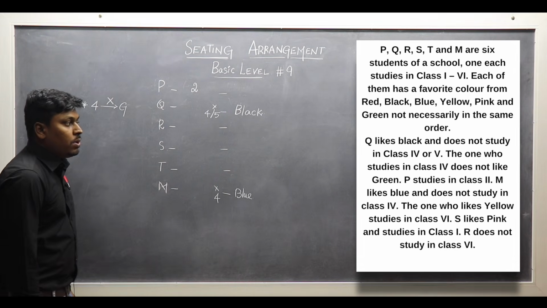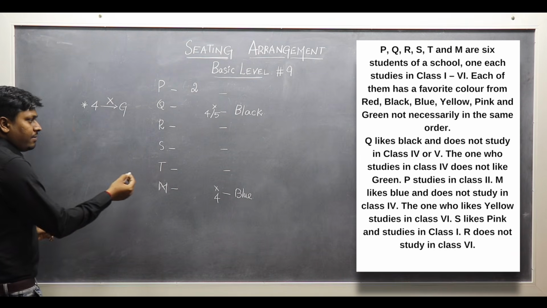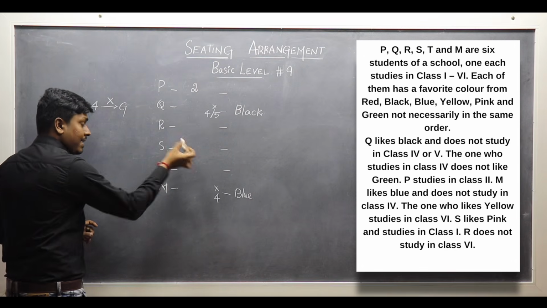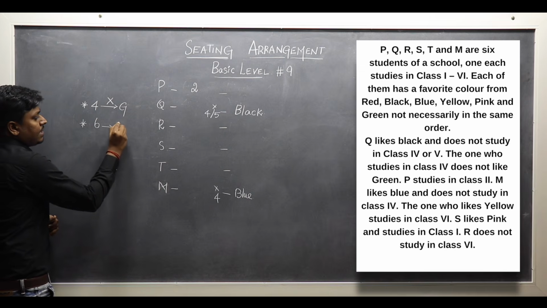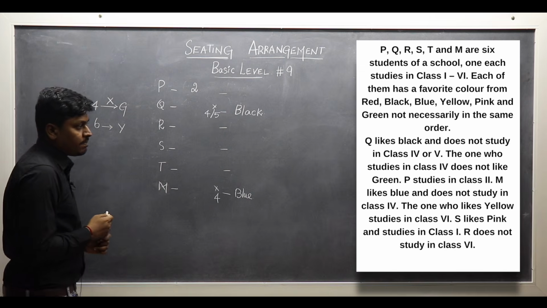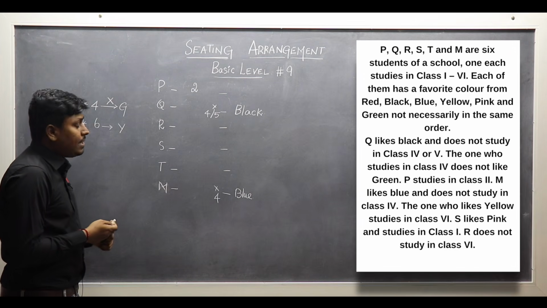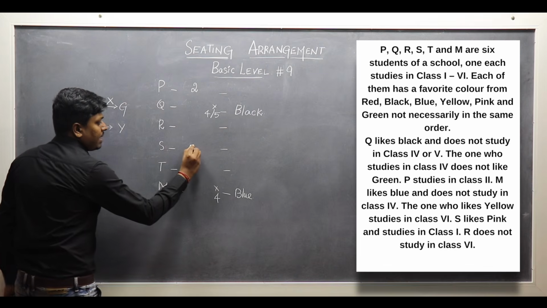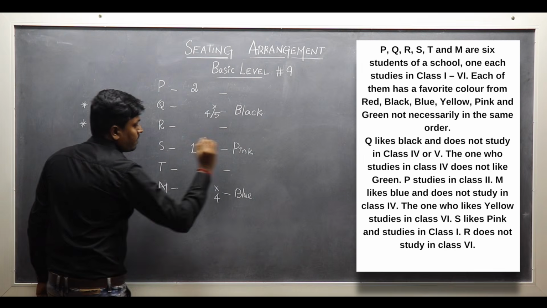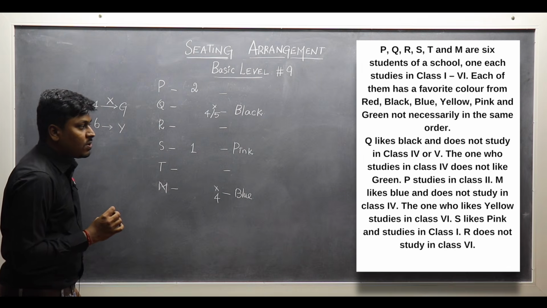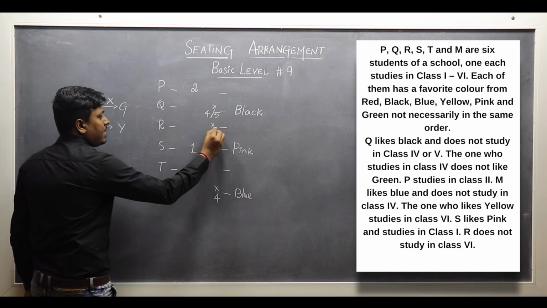The one who likes yellow studies in class 6. Again, R can be 6, S can be 6, many options, so we take it down as a clue that the person who is studying in 6th standard likes yellow color. The next point is S likes pink and is studying in class number 1. R does not study in class 6. So the person R is not studying in class 6.